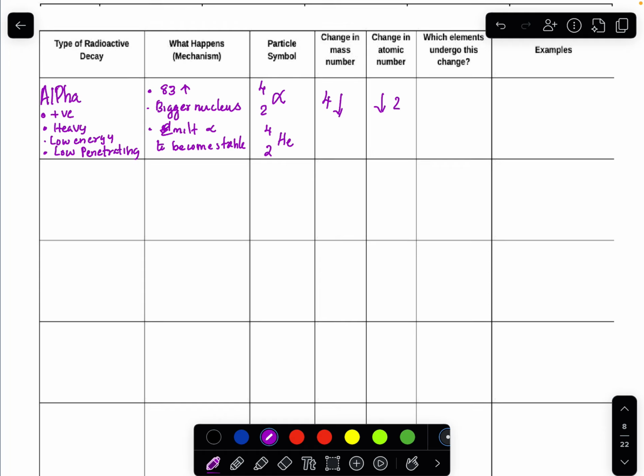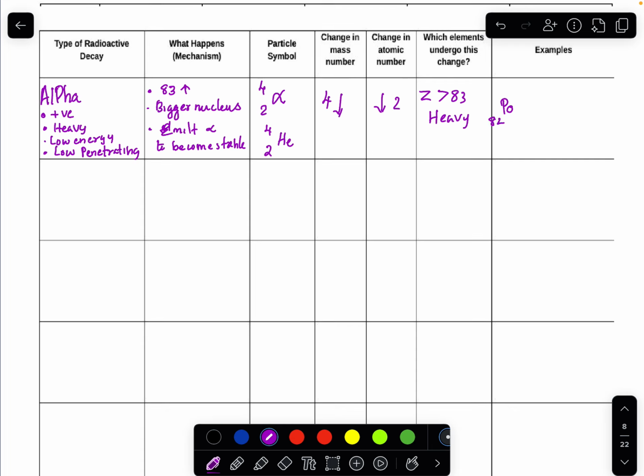Which elements undergo this change? I already said if atomic number is greater than 83, they are called heavy elements. They are the ones undergoing alpha emission. Let's go down and write an example.